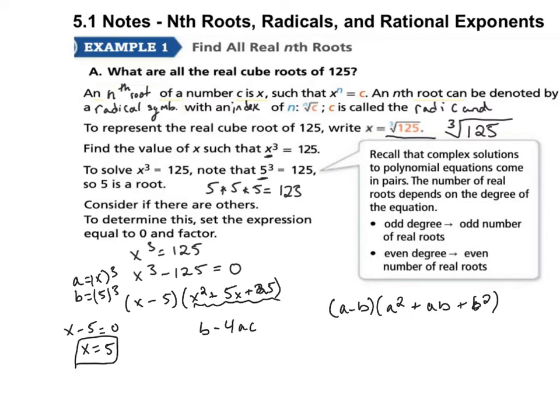So I'm going to plug in 5 for b. Oh, sorry, it should be b squared. So 5 squared minus 4 times a, which is 1, and our c, 25. So we get 25 minus 100, or negative 75. So that's no real solutions because it's negative. Therefore, x equals 5 is our only solution for this.